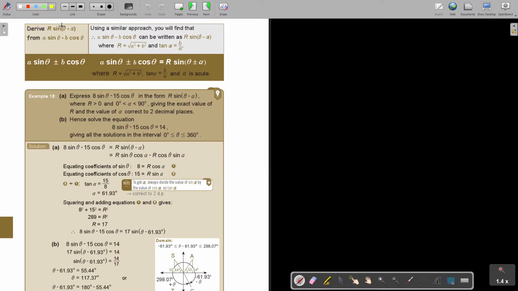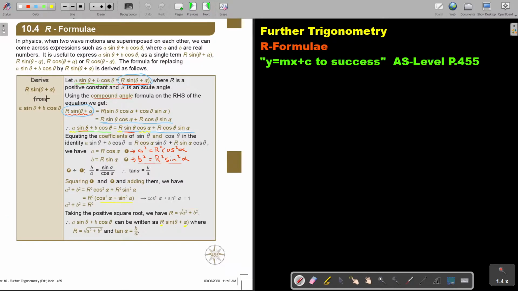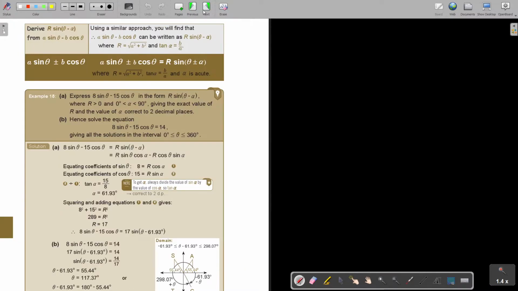So if we derive, can I just go back? In the case, this one was just a plus, do you see? Where this one is now just a negative, do you see? So then this is going to be a, instead of a plus, it's just going to be a negative. Written as this, where r is still this, and tan alpha is still this. And this is just my two formulas.